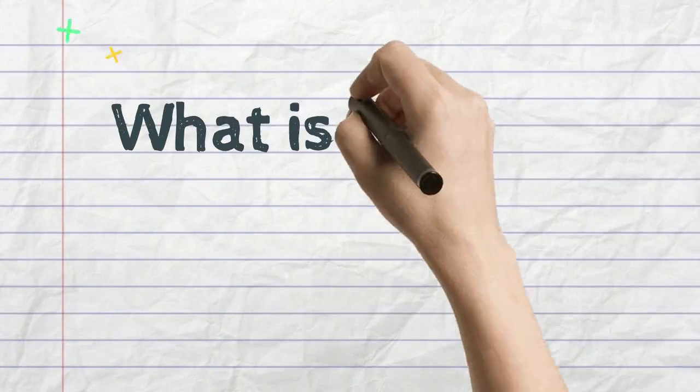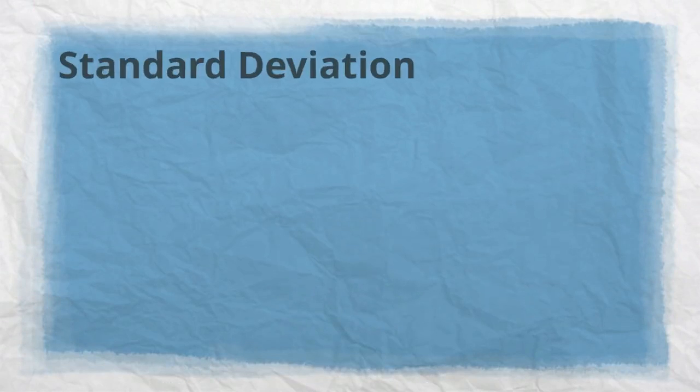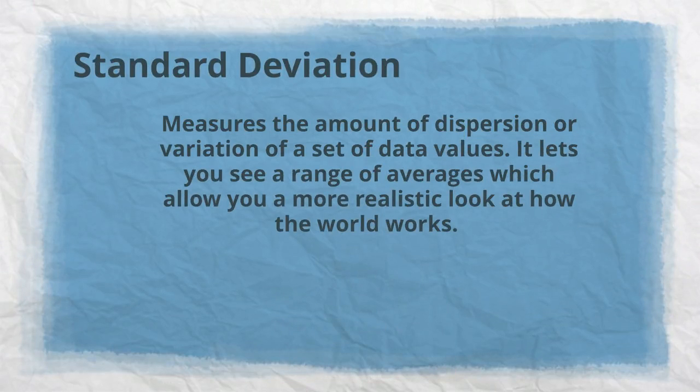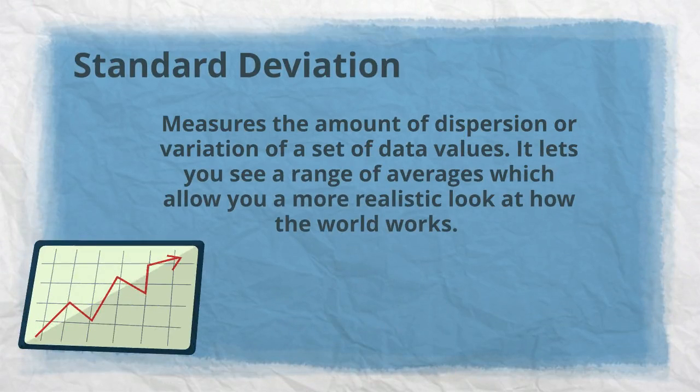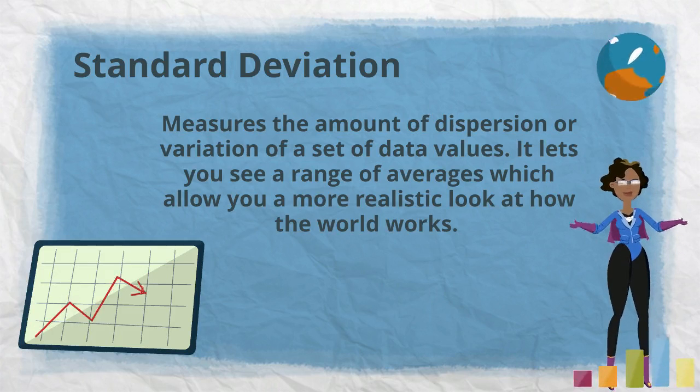What is standard deviation? Standard deviation measures the amount of dispersion or variation of a set of data values. It lets you see a range of averages, which allows you a more realistic look at how the world works, or to basically understand how spread out a data set is.